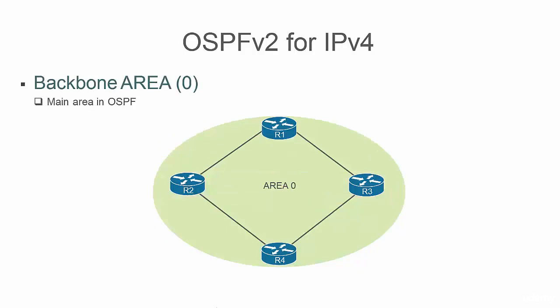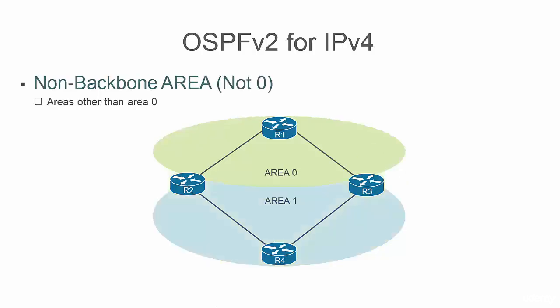With OSPF areas, there's always a backbone area, which is area 0. And this is the main area in OSPF. So if you're only going to have one area because you have a smaller topology, then the one area you would use would be area 0. And this is always going to be the first area you create. Then once you start scaling your topology, you start creating non-backbone areas, which are any area that's not 0.